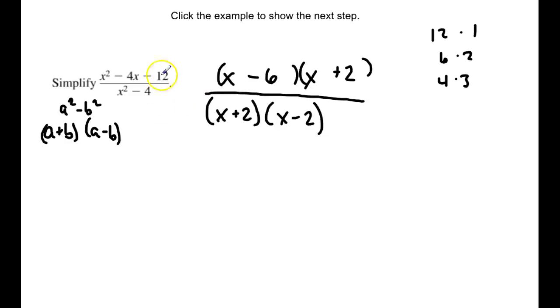Now that I have everything factored, I can go ahead and simplify and cancel out what I know I have. I see I have an x plus 2 in the numerator and an x plus 2 in the denominator.